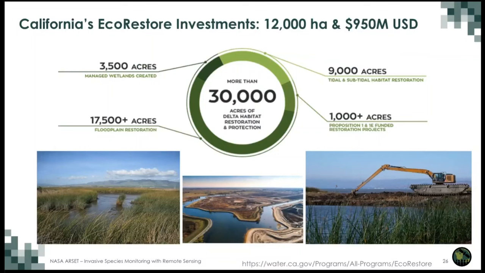The California Eco Restore Program is a multi-agency initiative that was launched in 2015 to advance at least 30,000 acres of critical habitat restoration and enhancement in California's Central Valley, including the Sacramento-San Joaquin River Delta. The overall estimated cost to complete the current list of projects is $750 to $950 million.